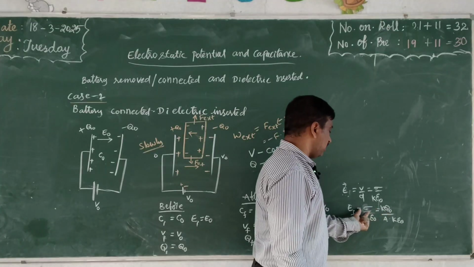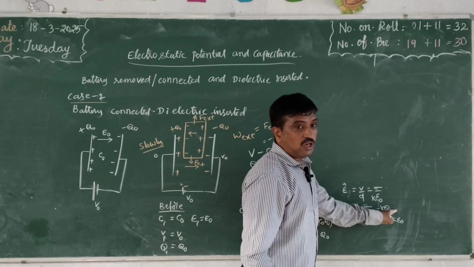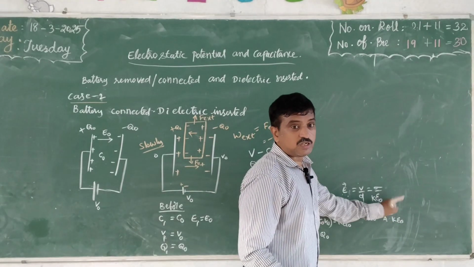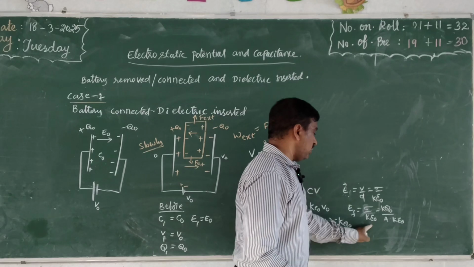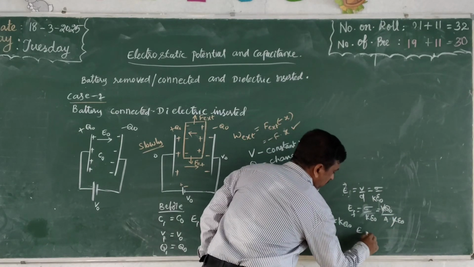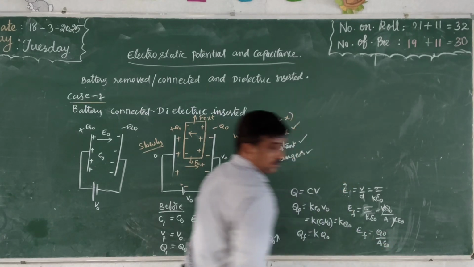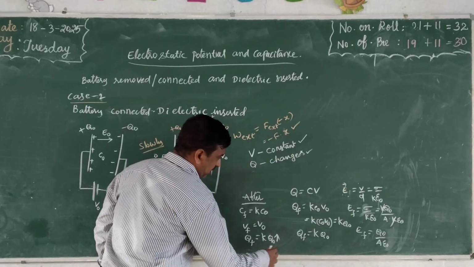Sigma is the surface charge density, charge per unit area. What is the charge here? K Q naught, since with the dielectric inserted the charge increases K times, divided by A. And the denominator is K epsilon naught, so K cancels. What we get is that the final electric field is Q naught by A epsilon naught. I write the final electric field here.